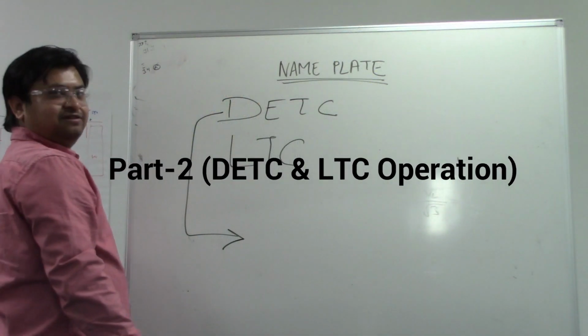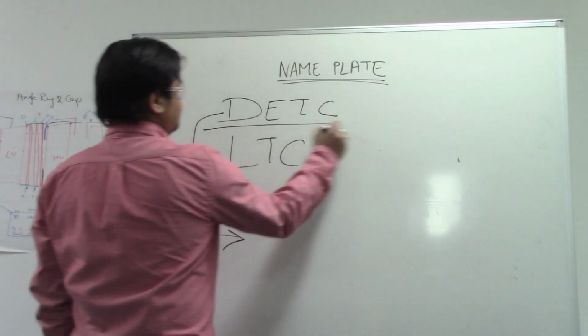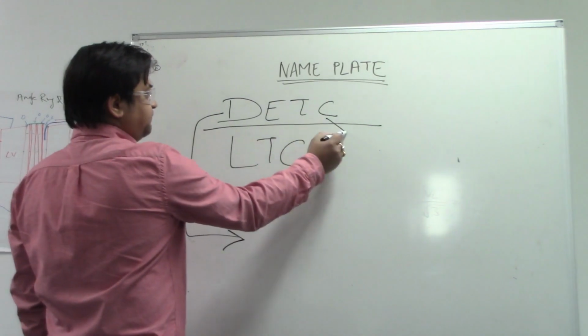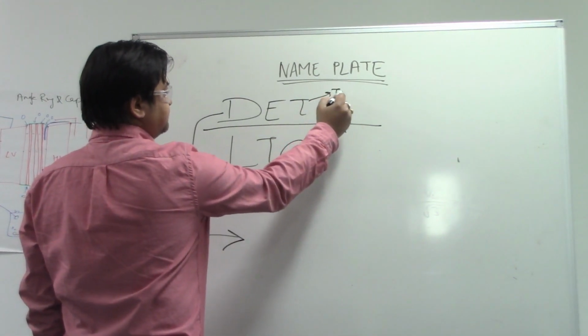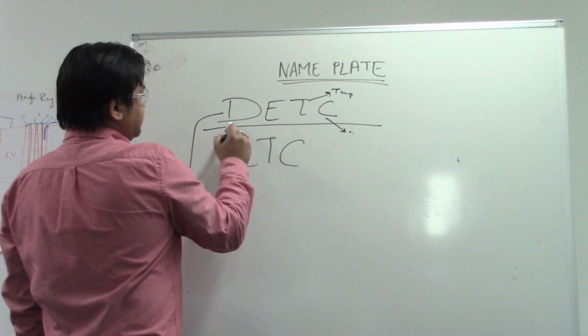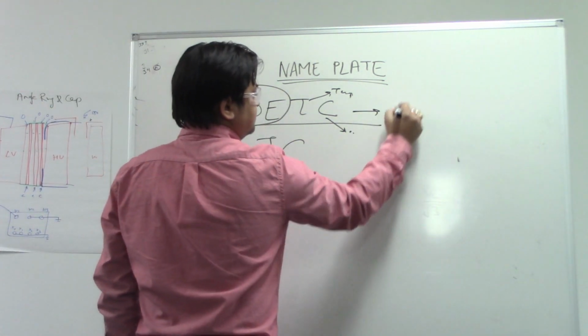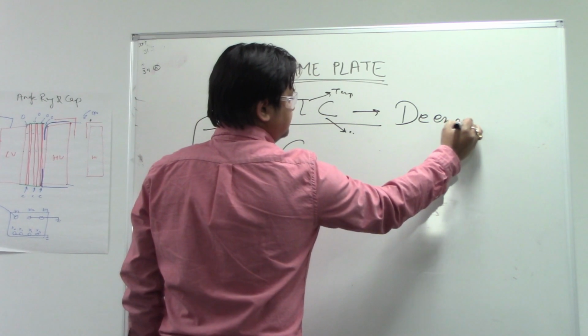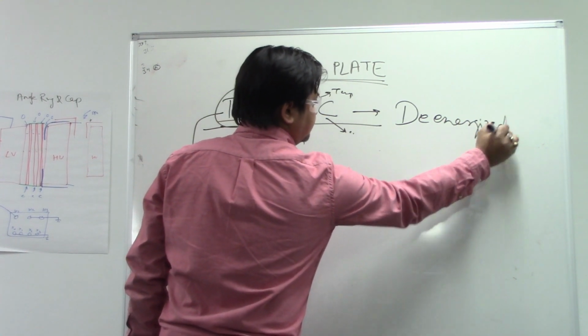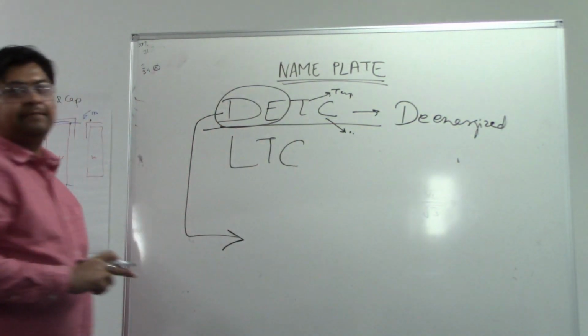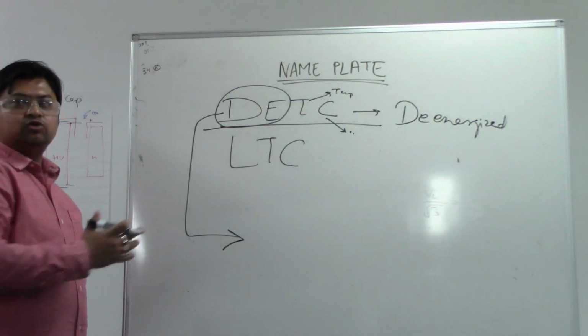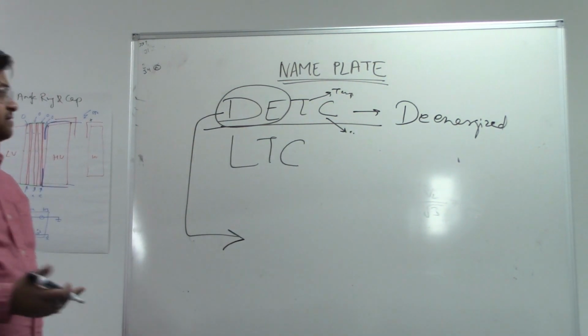De-energized tap changer. That's what it is. Okay. So C for changer, T for tap changer. Now DE stands for de-energized. De-energized tap changer. Why is it known as de-energized tap changer? I will come to that.